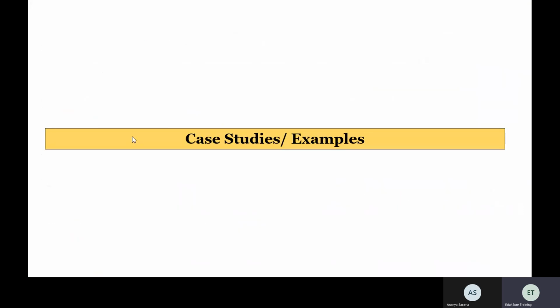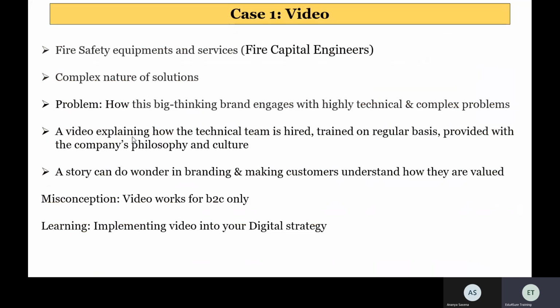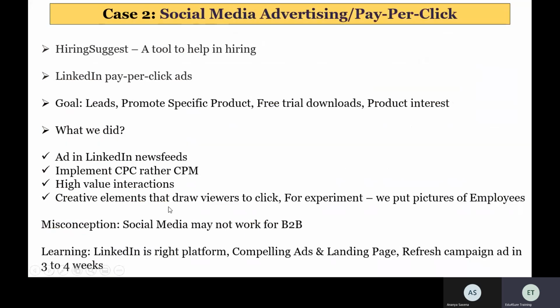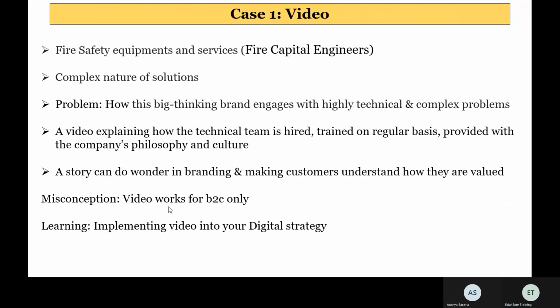From these two cases, you should understand that video is important to communicate your message if you have a complex nature of solution, especially in a B2B case. And for social media advertising, you should decide which platform is good for you to get the leads. We are not discussing examples from your business, we are just discussing examples from B2B. If you're in B2B, these ideas can help you. In any case, video is important for everybody. The misconception is that it works only for B2C, but it is for everybody.